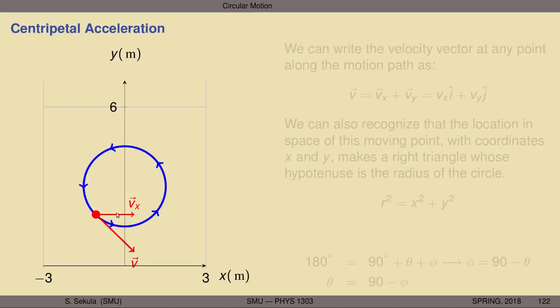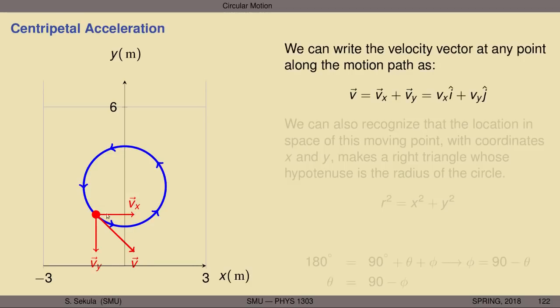Its horizontal component, its x component, of course, always points along the x-axis, and its y component, which in this case points down because the vector is moving to the right and down at this moment, will always point along the y-axis and only along the y-axis. Now, as the ball moves through the circle, of course, its x-component length and its y-component length are ever-changing. This is what nudges the nose of the velocity vector back toward the center of the circle and keeps the ball on the circular motion path.